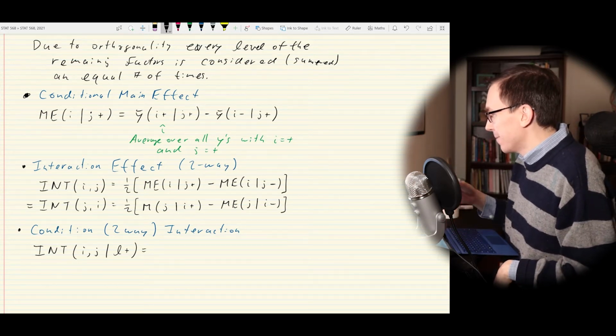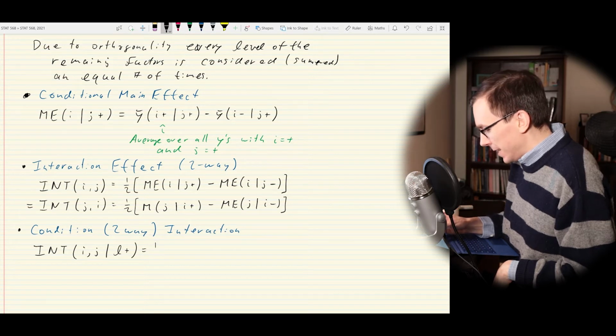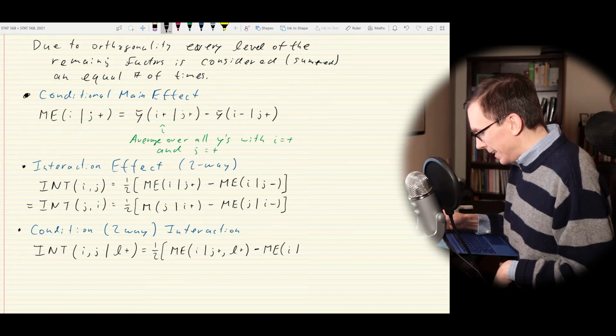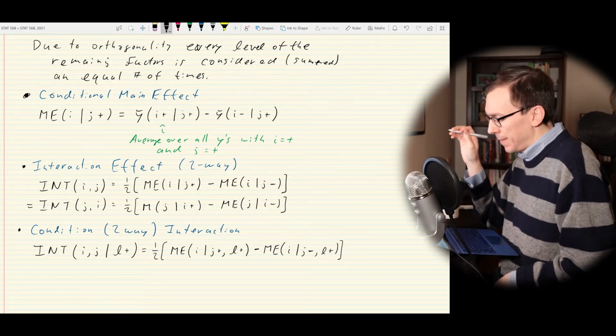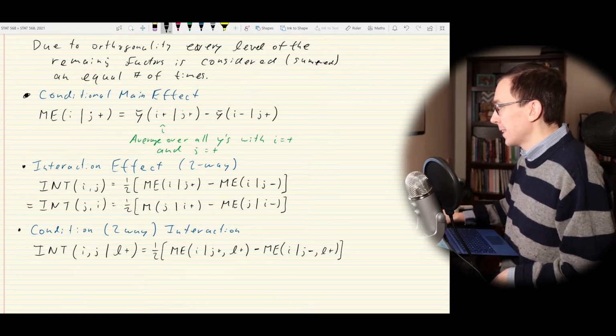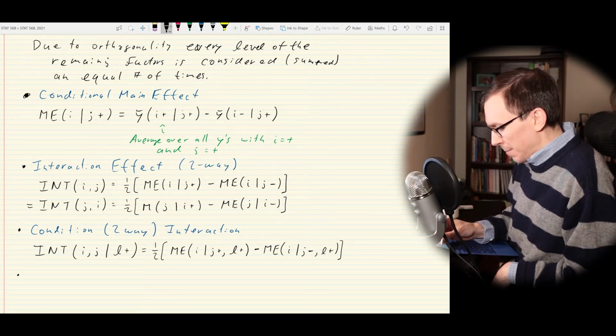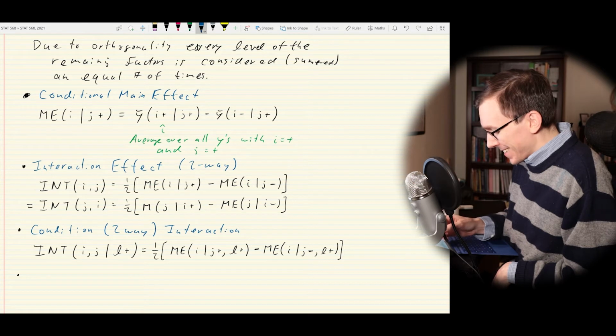And we can write that by just including a second conditioning, which is going to look like the main effect of I given j at plus and L at plus minus the main effect of I given j at minus, but L still at plus. We're not changing the level of L. And then we can define the three-way interaction coming off of that. We're almost done, okay? And then we'll get on to some other stuff.